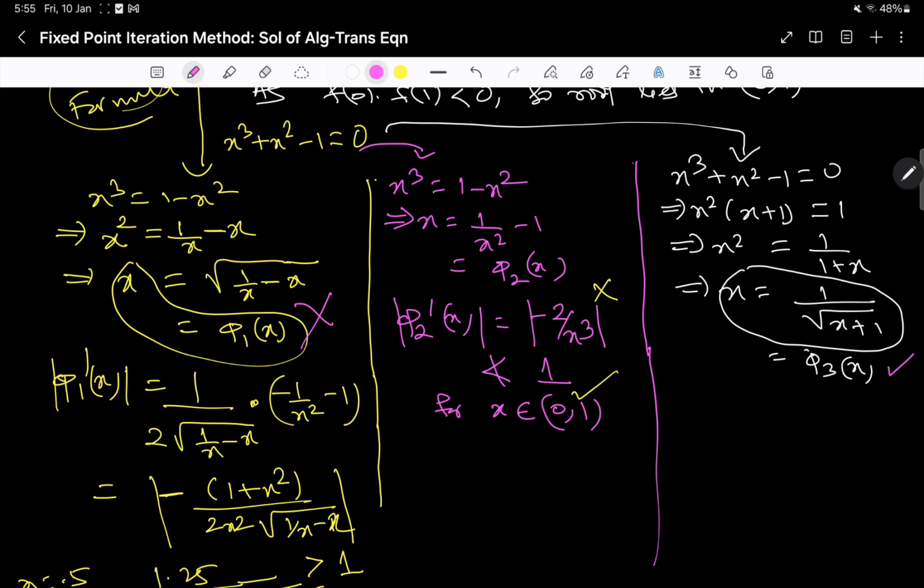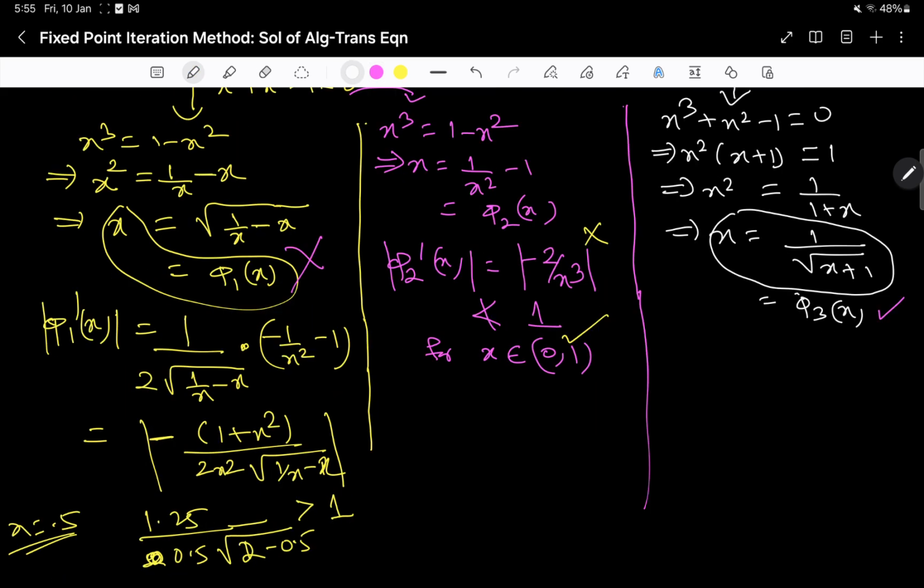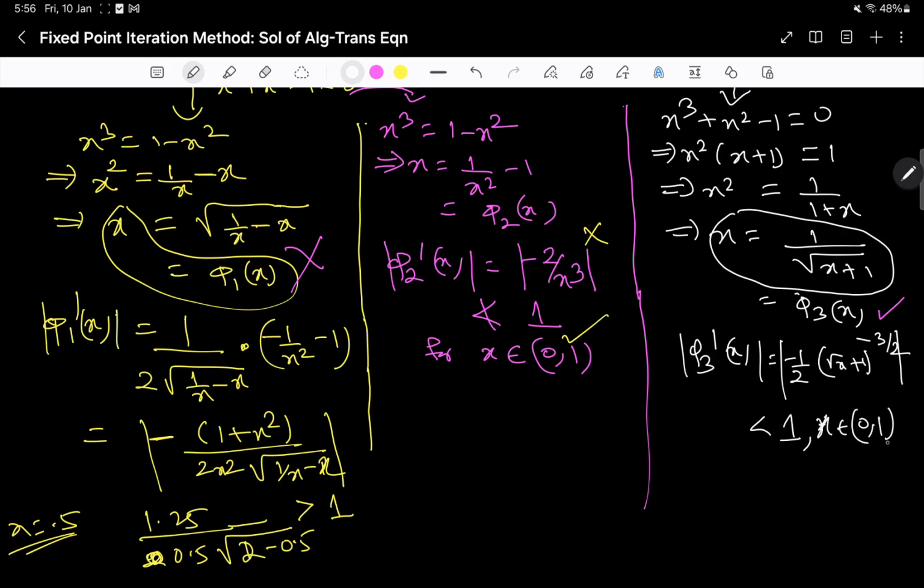Now if you see the derivative of this, we find here, so you find the derivative, so this is phi 3 dash x, right? So x to the power minus half, so this is minus half root x plus 1 to the power minus 3 by 2 here. So you see, if I put x in 0 to 1, definitely this mod is less than 1, okay. You put x is equal to 0.5, you see, and this mod is here less than 1, okay, for x belongs to 0 1.